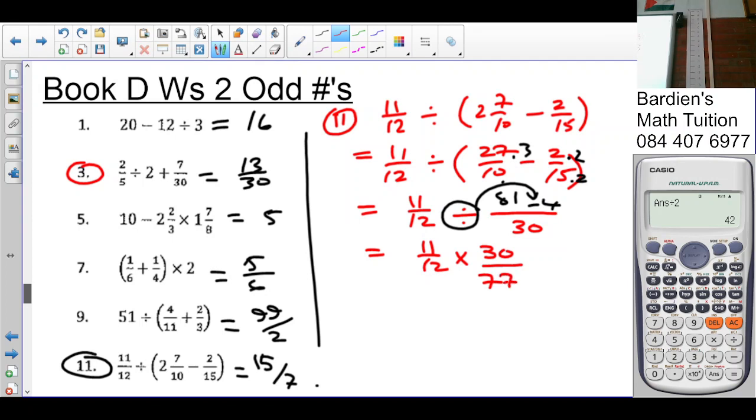81 minus 4 is 77. Yes, my girl. Why's your hand up? I found my mistake. Well done. Give her a round of applause. She found the mistake.